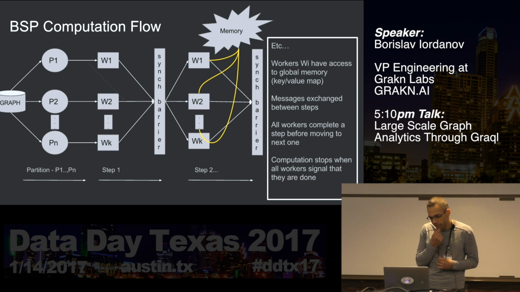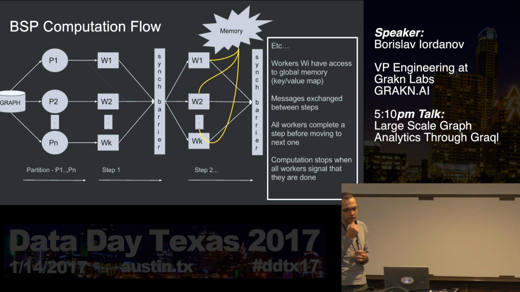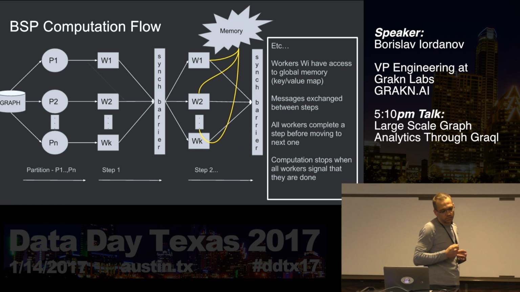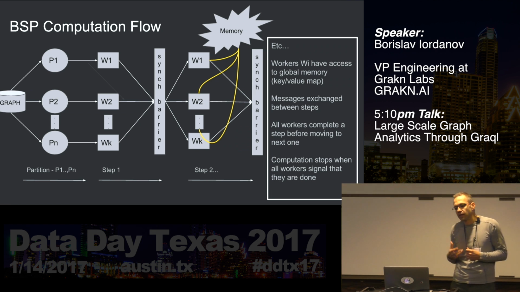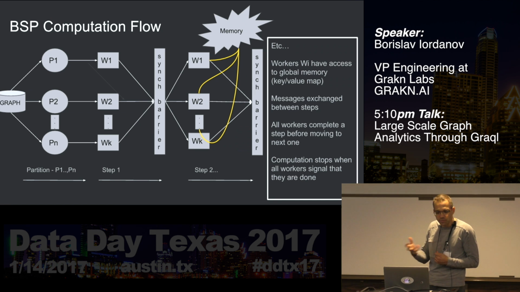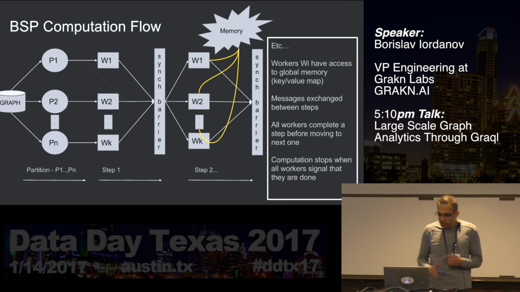So the way it works is that every vertex in the graph runs a program on its own, and when it runs that program, it can send messages to other vertices, it can change its properties, or it can write to a global memory that the framework ensures everybody sees the same way. And so the stages look like this.